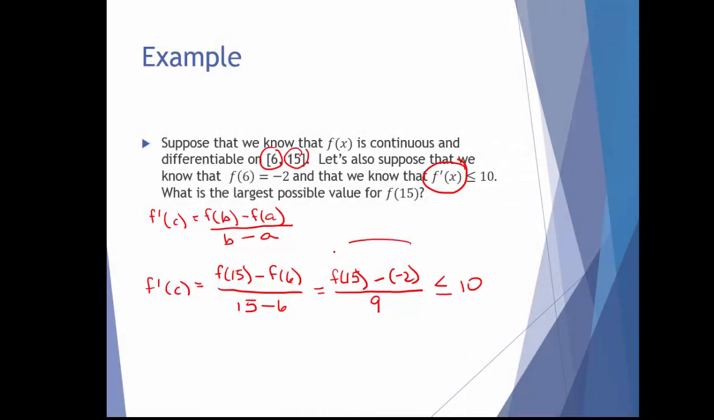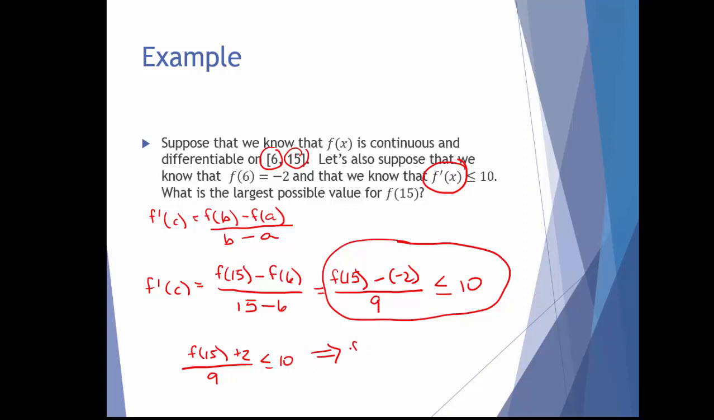Notice if you just concentrate on this piece, there's only one thing to solve for here, and that's f of 15. Well, that's what we're looking for information about. So we just finish it up. F of 15, this will be minus -2, which becomes plus 2, divided by 9 has to be less than or equal to 10. This tells me that f of 15, if you multiply over by the 9, you get 90, and subtract the 2, you get 88. Must be less than or equal to 88.